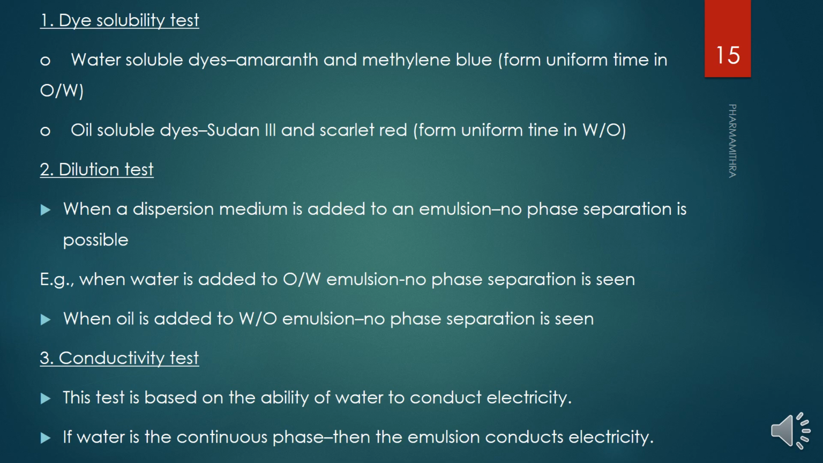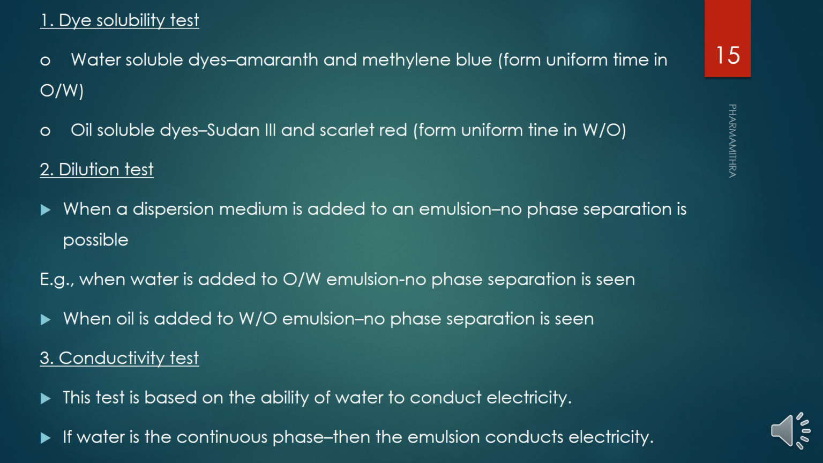Next, we are going to the evaluation steps or methods to determine the stability of the emulsion or detect which type of emulsion it is. The first one is the dye solubility test. The water-soluble dyes we use are amaranth and methylene blue. They will form a uniform tint in an oil in water emulsion. Whereas in case of oil-soluble dyes, we use Sudan III and scarlet red. These will form a uniform color tint in the water in oil emulsion.